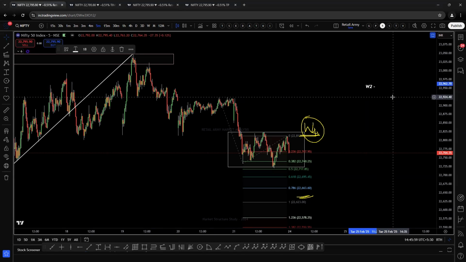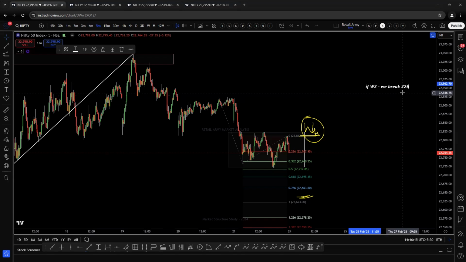for myself. Very simple. If wave 2, then we break 22,630. Sorry, 22,623. Right. And 22,350 to 22,400 possible.